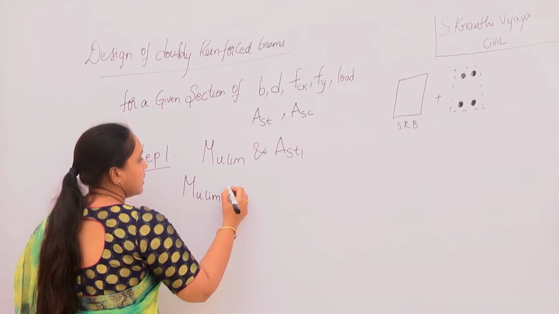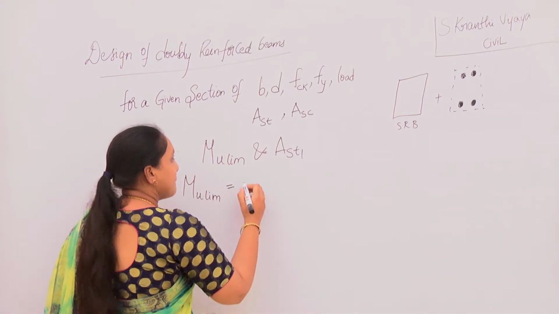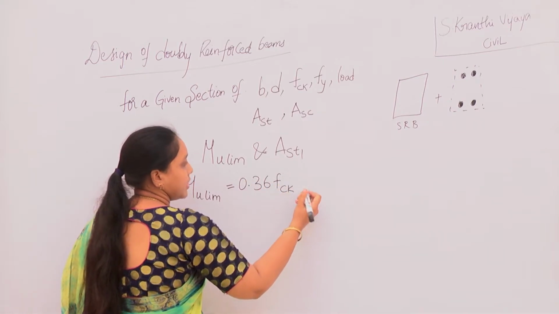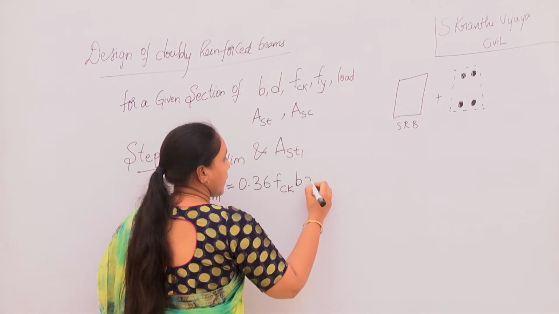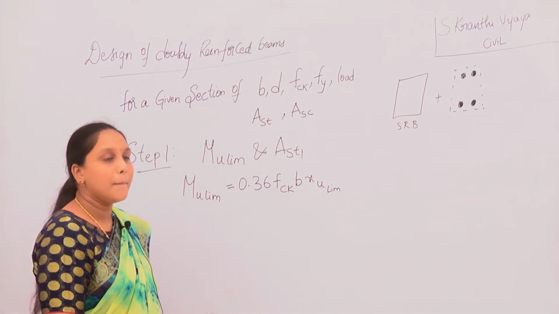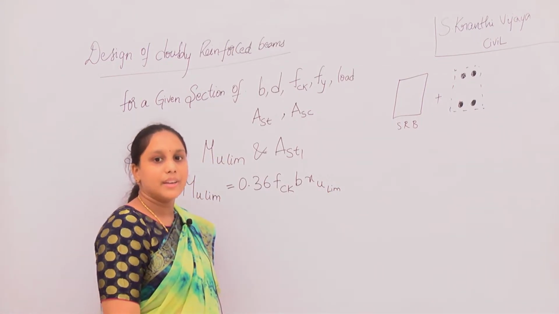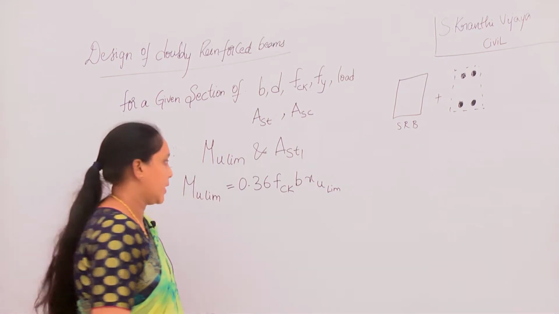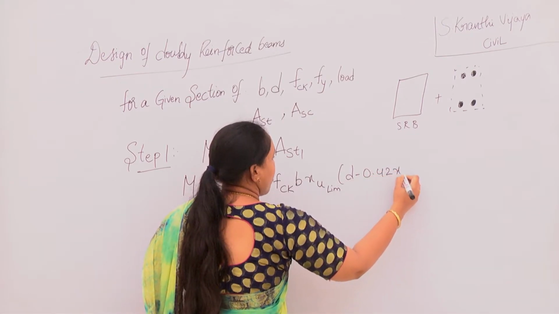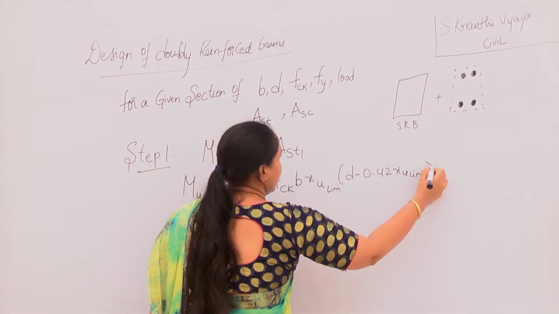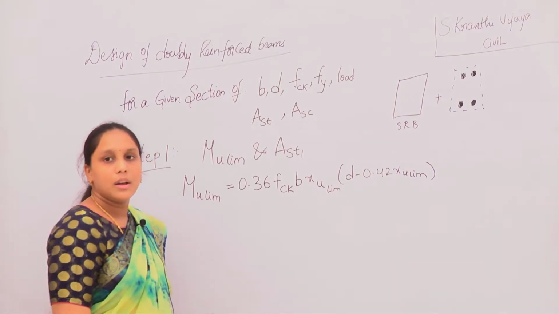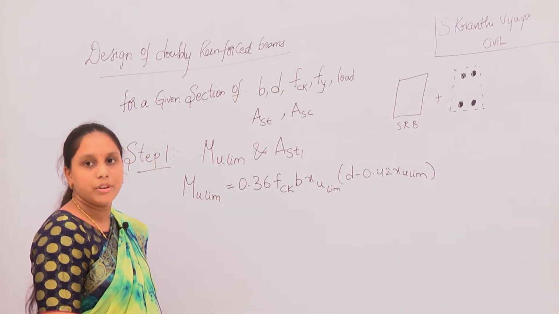MU limit can be found out by using the equation 0.36 FCK B into XU limit into D minus 0.42 XU limit. Here we use XU limit because we are considering the balanced section, where XU is equal to XU limit. So by using this equation, we can find out the limiting value of moment of resistance.